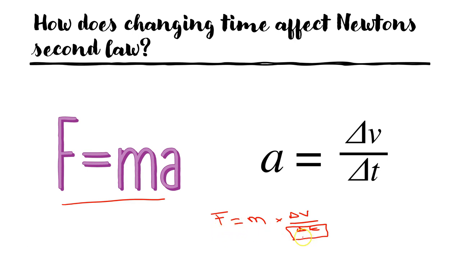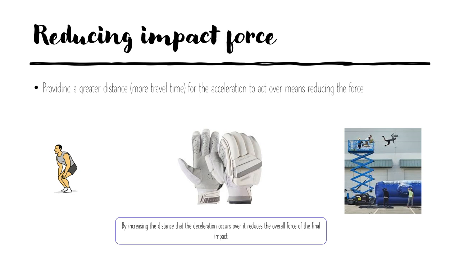In the case of a deceleration, where I have a negative value, where my velocity is changing in a negative direction, going down, this means that I will drastically reduce the amount of force that is being felt in the final impact. We can see this in a number of ways where we try to prevent injury in sports or stunts. If we provide a greater distance, i.e. more travel time over which the deceleration can occur, then we're going to see less impact force.